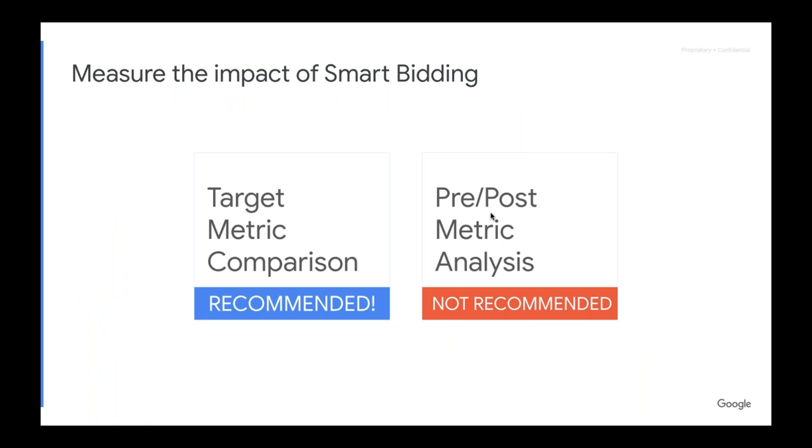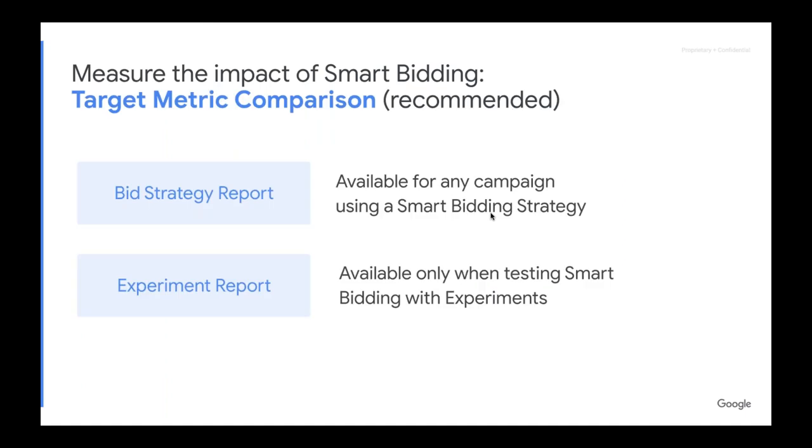How to measure the impact of smart bidding? There are generally two methodologies. The first is target metric comparison, which is the one I strongly recommend, and the second is pre and post metric analysis, which I don't really recommend. Let's look at the target metric comparison.